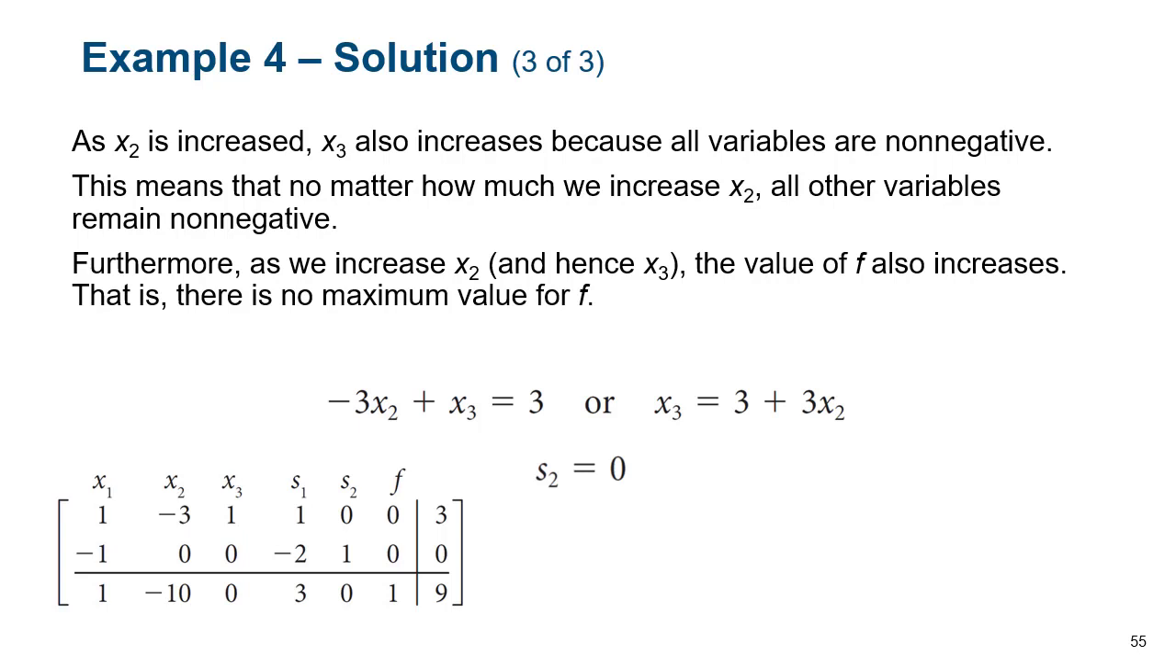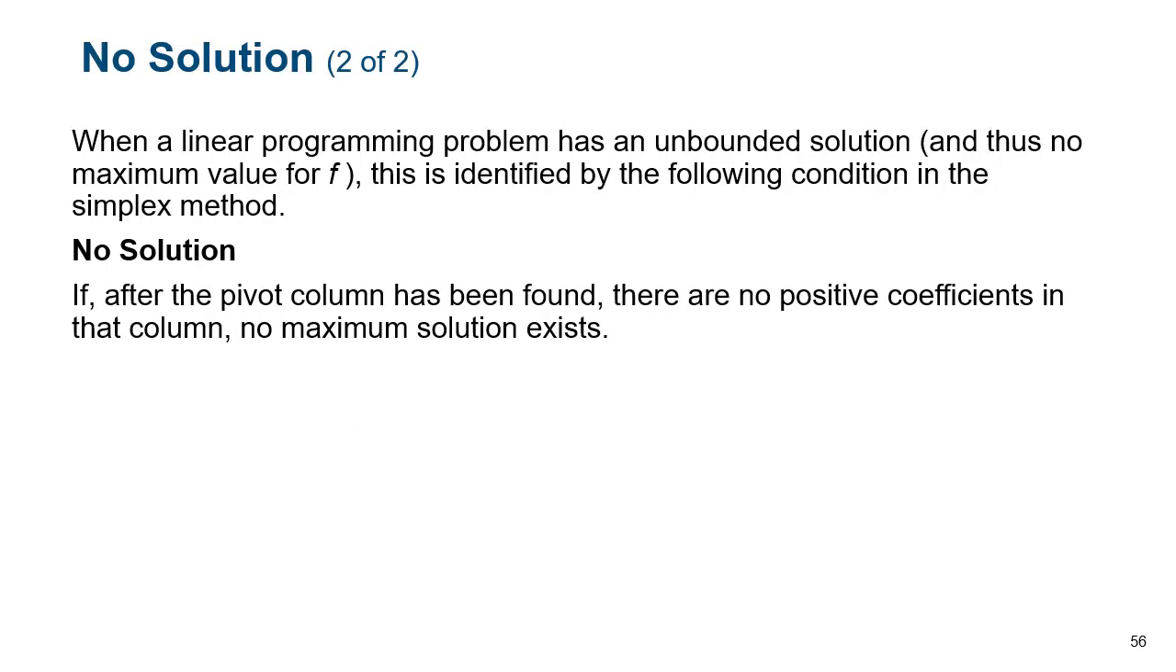Because we can see as x2 is increased, down here, that forces x3 to also increase, because all of our variables are non-negative. This means that no matter how much we increase x2, all of the variables remain non-negative. And furthermore, as we increase x2 and therefore x3, the value of f also increases. And so we can see that this is kind of a perpetual machine, and it just goes on to infinity.